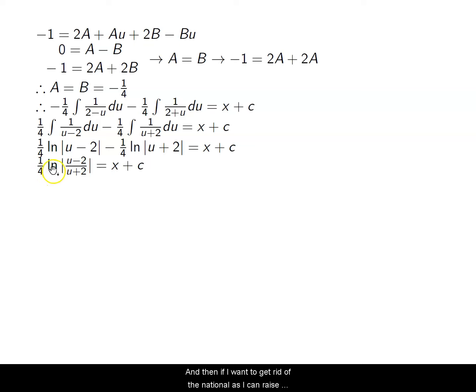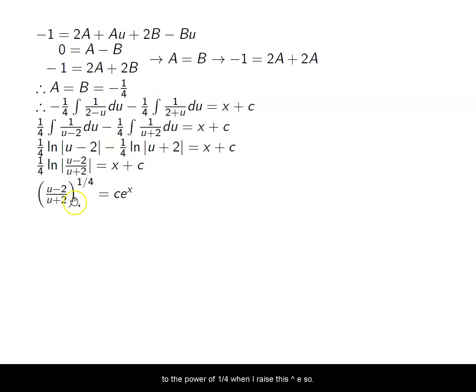Which is nice and compact, right? And then if I want to get rid of the natural logs, I can raise everything to e, which I would have to do anyways. So it's better to do it here than when things are crazy, right? So this is e to the x. E to the c is just a constant, right? So this is from the rules of exponents. Here, the natural log cancels. I still have this inside, but it's raised to the power of 1/4 when I raise this to the power of e.